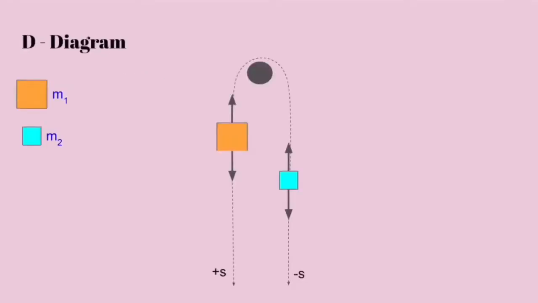This is a diagram of the system. It is on the s-axis. Tension is upwards on the masses, and the forces of gravity are downwards. Gravity for M1 is labeled M1g, and same goes for M2 with M2g.